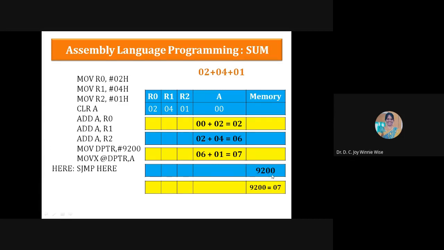And here I want to store the final output in the memory location 9200. So I'm storing that 9200 in the DPTR register, data pointer register, which is used to refer the external memory, and then transferring the data to that memory location. Okay. So this is the program to add three data.